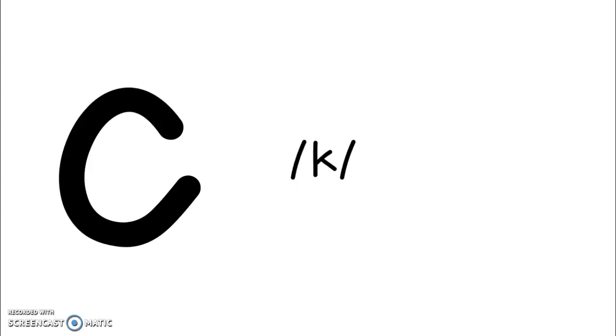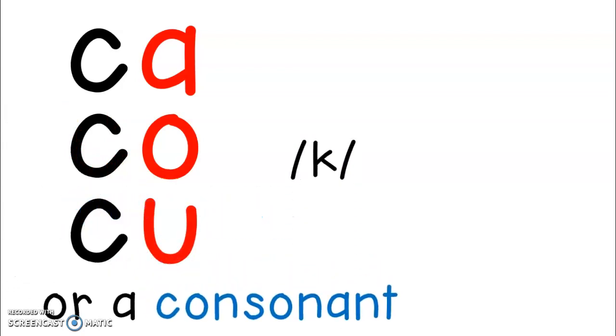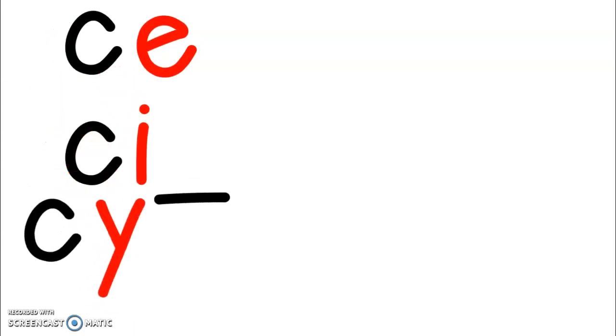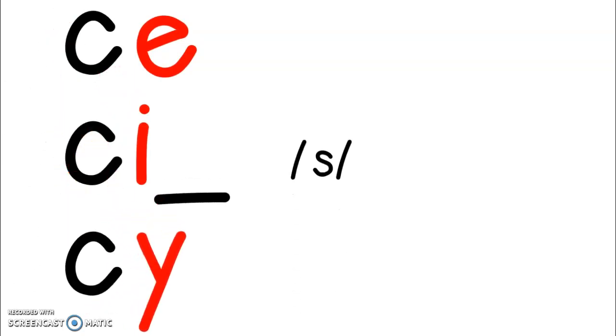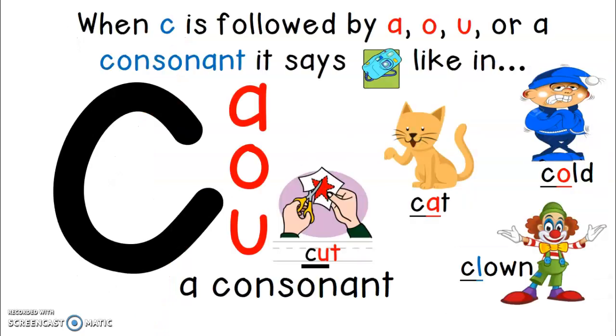Okay, we're going to look at the letter C. The C makes the K sound like in the clicking camera card C. When the letter C is followed by the letter A, O, U, or a consonant, it's going to make the K sound like our clicking camera C. When the letter C is followed by the letter E, I, or Y, it's going to make the S sound like our sizzling sausage card.